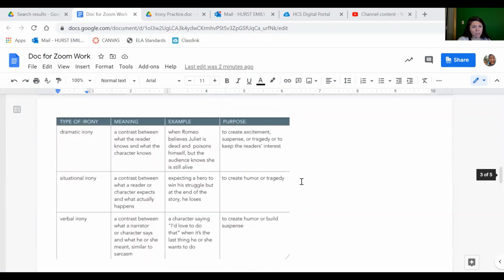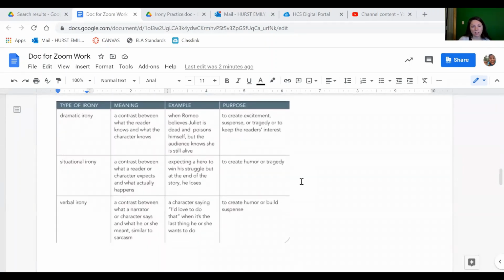There are three types of irony that you're going to see a lot. The first one is dramatic irony, and that's when the reader and the character know a different amount of information. For example, when Romeo believes that Juliet is dead and poisons himself, but the audience knows that she's not dead, that she's actually still alive, that is dramatic irony. An author will use that to create excitement, suspense, or tragedy, and it really keeps the reader engaged.